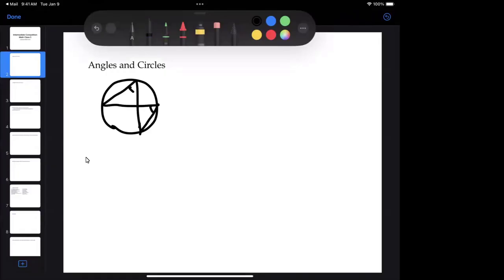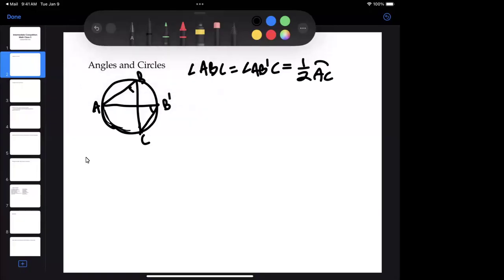Angles that bisect the same chord have the same measure, right? So if this is A, C, B, B prime, then the angle is going to be equal to 1/2 times arc AC. And arc AC just means the central angle that subtends the minor arc from A to C.